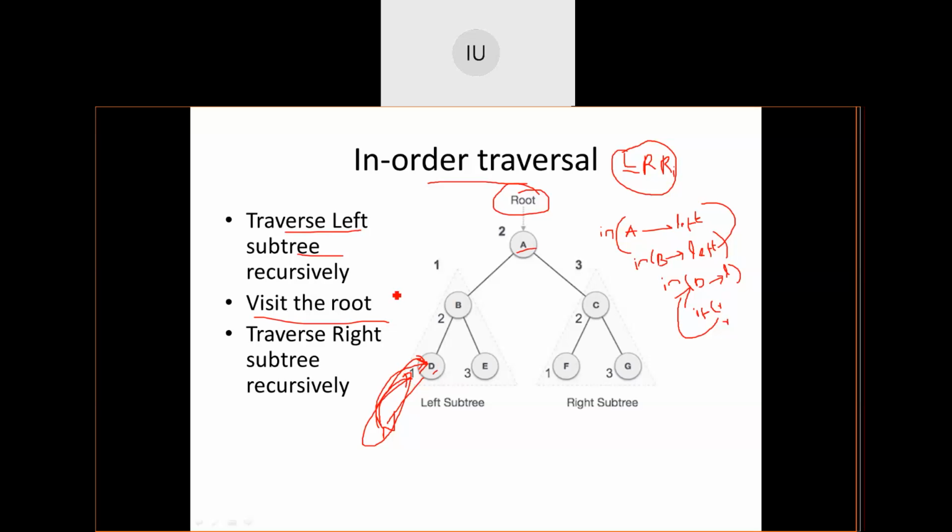D's right. Next is what? In order of D arrow right. What is there on D arrow right? Can anybody tell me what will be the root next time if I call in order of D arrow right? What will be the root? Null. So whenever the root has become null, what happens? It simply returns back without doing anything. Please pay attention.